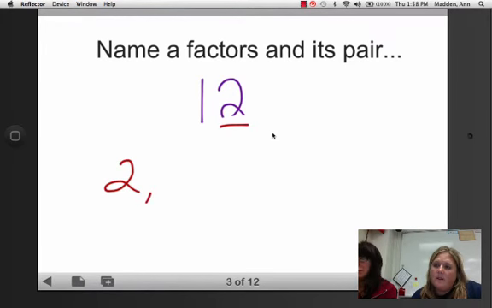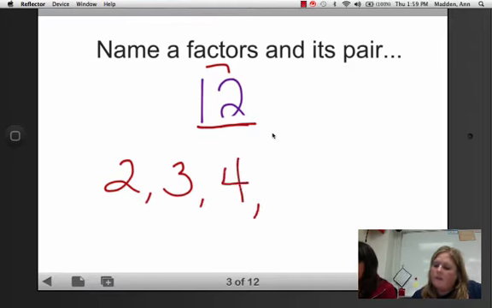The divisibility for 3 would be, if I add the digits together, 1 plus 2 equals 3. So 3 is divisible by 3. The next number on the chart is 4. If the last two digits form a number that's divisible by 4, then 4 is also a factor, and it happens to be 12. So 4 again is a factor.